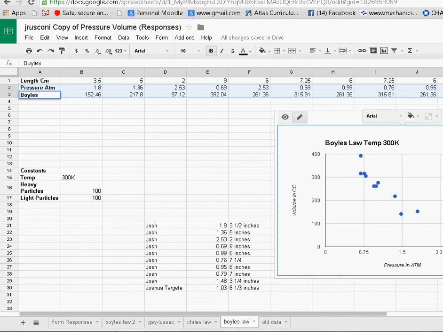Okay, that's it for this first chart. All right, I want you to duplicate what I just did, and then we will move on to the next one.